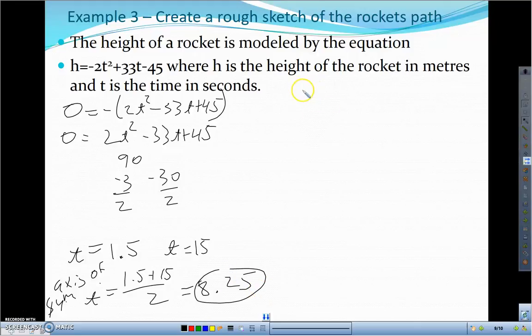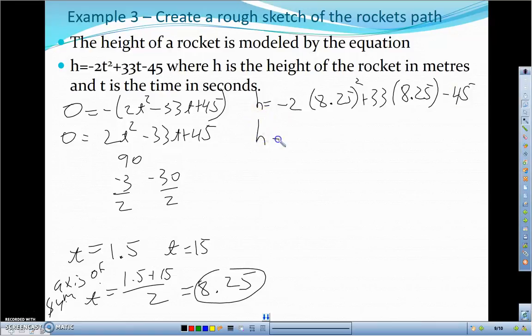I'm going to be taking this and putting it back into this equation, or this equation, doesn't matter which, and solving using a calculator. I want to make sure I put h equals minus 2 times 8.25 squared plus 33 times 8.25 bracket minus 45. And here's where I use my magic, which is a calculator. I find out that h is equal to minus 91.125. So here's what I know.